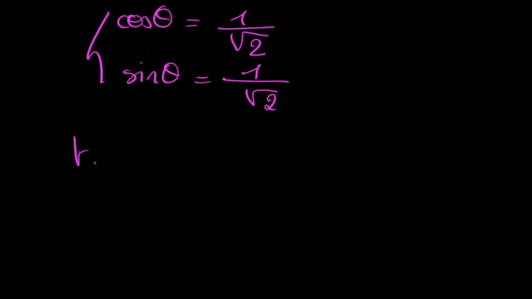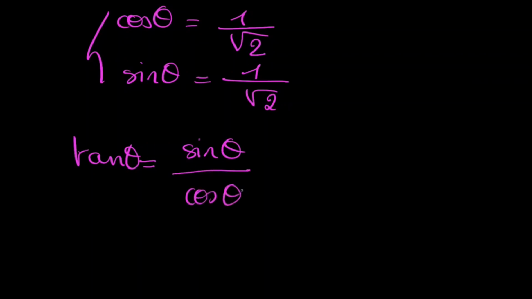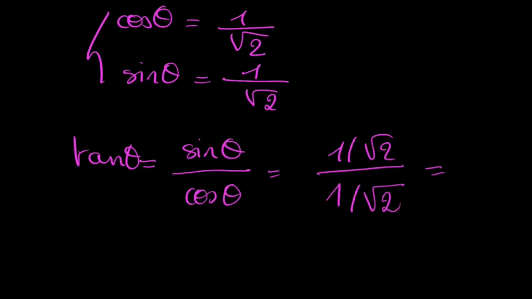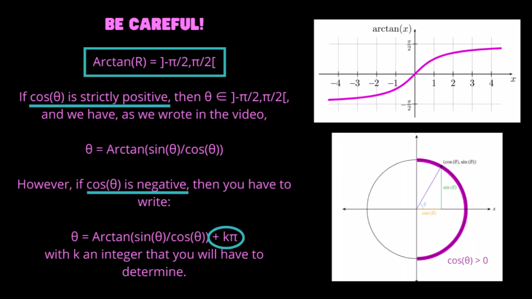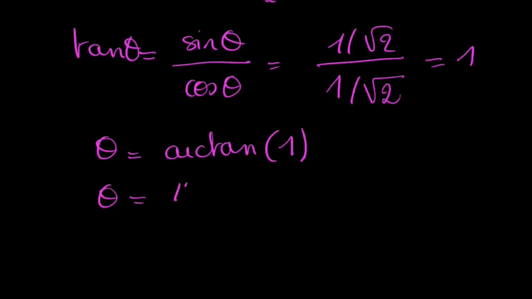And now you can write that the tangent of theta, which is equal to the sine of theta divided by the cosine of theta, equals 1 divided by the square root of 2, divided by 1 divided by the square root of 2, which equals 1. And now you can write that theta equals the arc tangent of 1, and then you find that theta equals pi divided by 4.